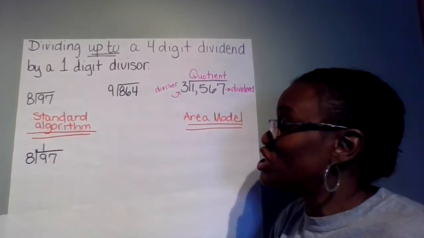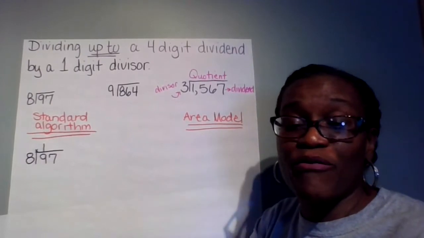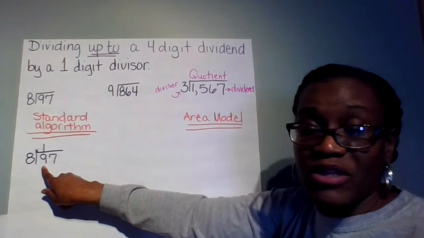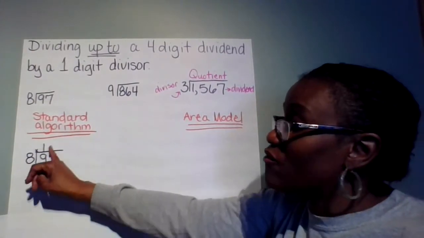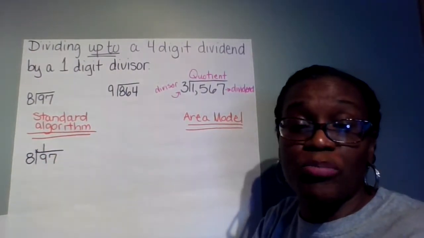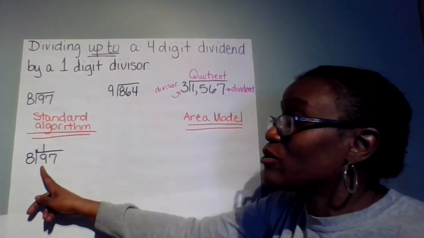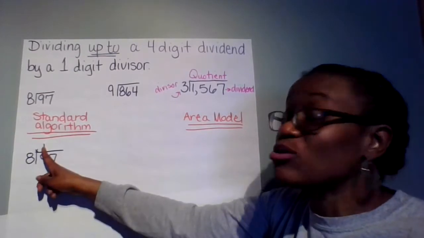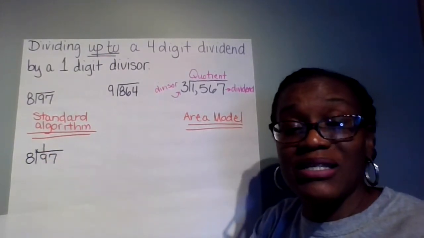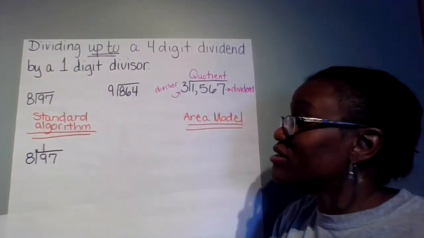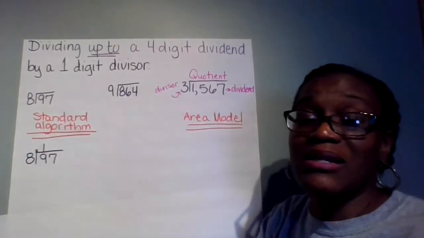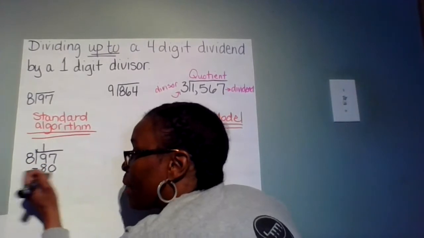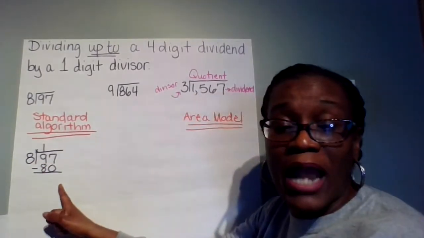So let's finish up. A little quick note before I move on, that when I have this 1 on top of the 9, if I was going to split this into place value, the 9 is in the tens column. Very good, scholars. So this 1 actually represents 10. So 8 times 10 is 80. I'm going to put 80 down, and I'm going to subtract 80 from 97.